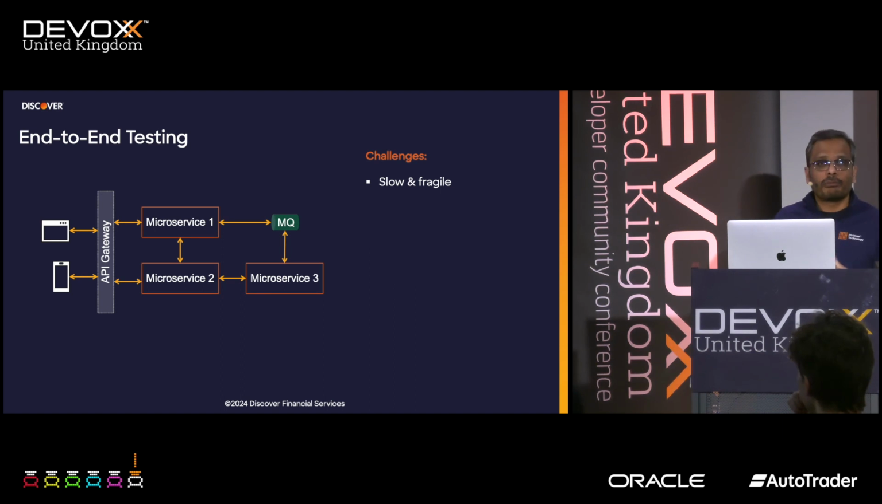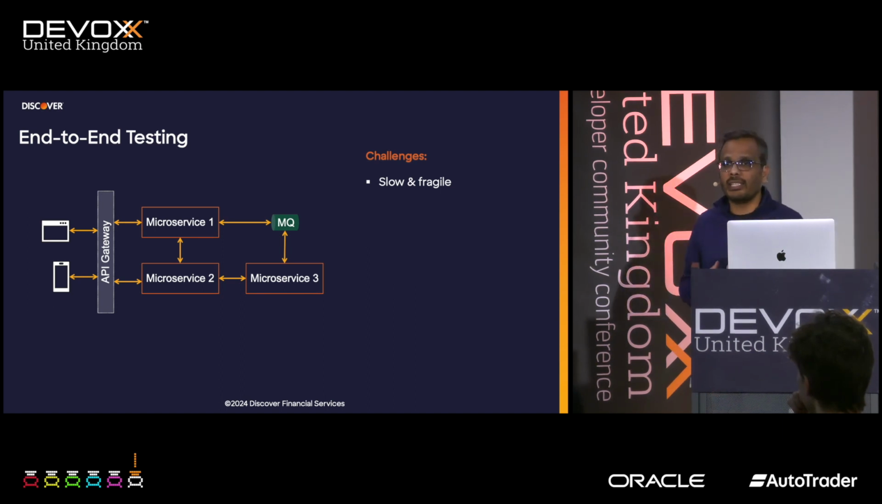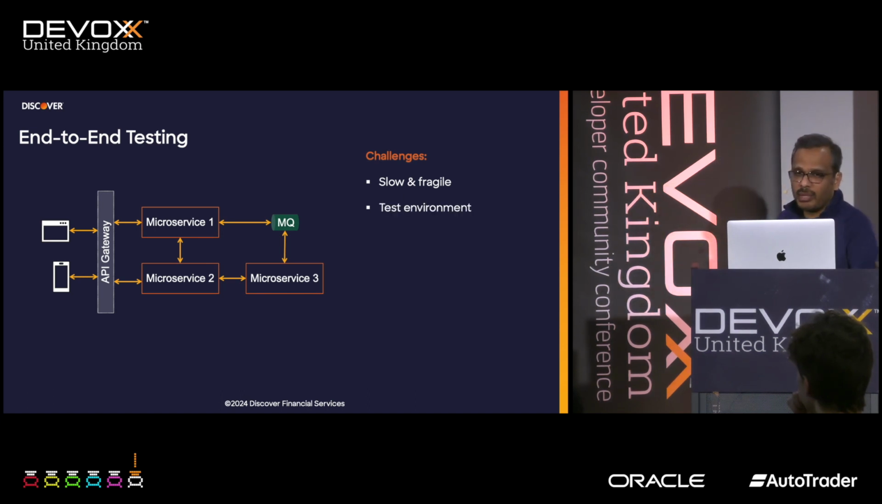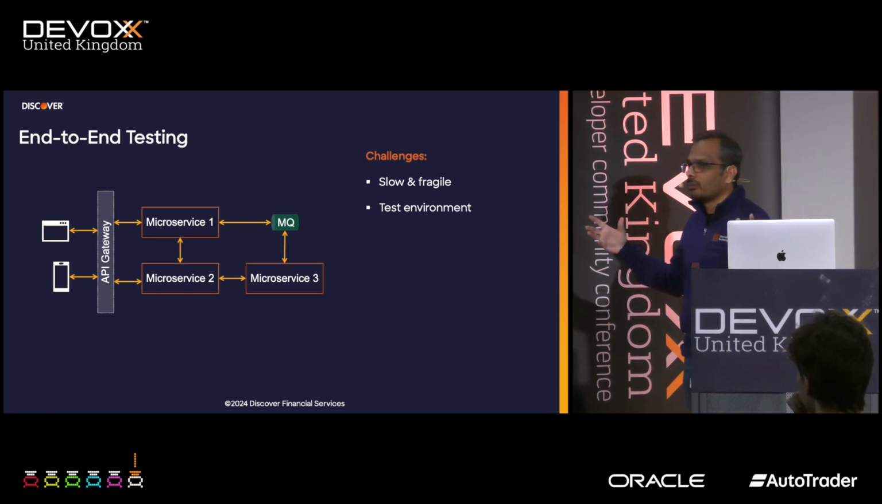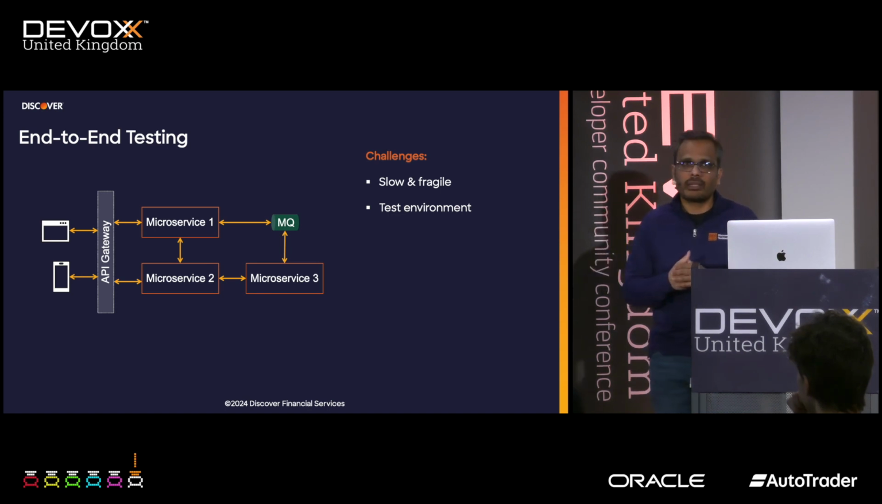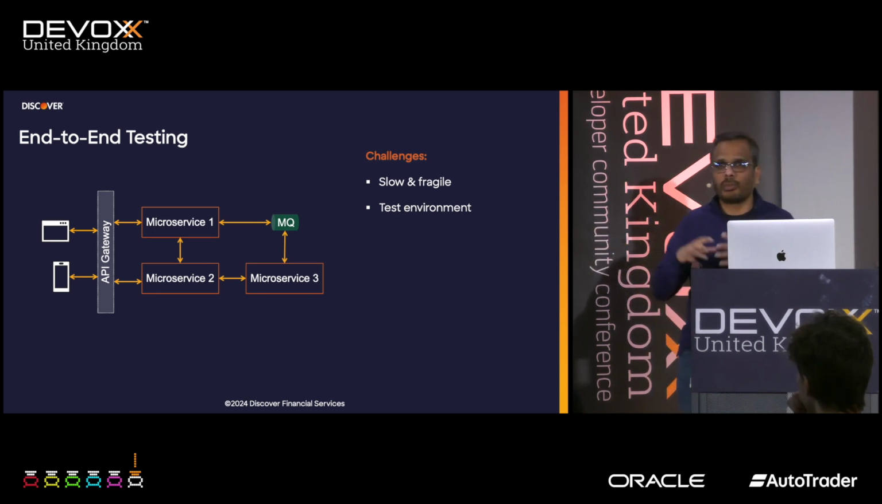And even if you have fully automated these tests, these can easily take several hours to run them. And due to the very nature of these tests with several moving parts, they tend to be very fragile. Then the other main challenge is test environment stability. End-to-end testing requires a fully integrated environment, which becomes complex, and that's typically shared by multiple teams.